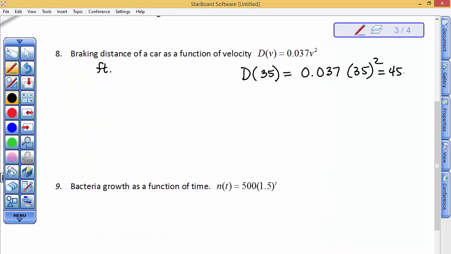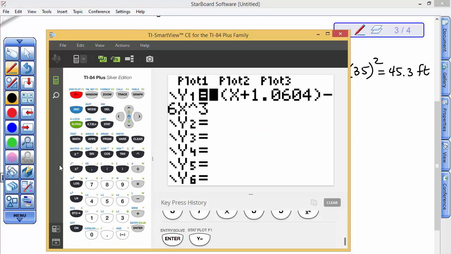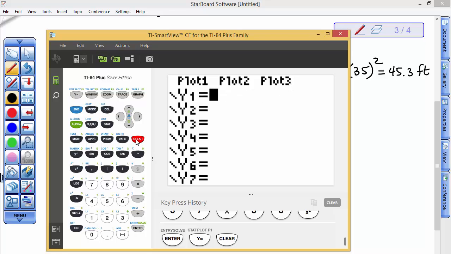Well, what if I wanted to evaluate this function quite a few times? So what if I wanted to put it into my y equals editor? So I hit y equals, I'm going to hit clear. Be sure you're practicing with me. You really should use your calculator and learn to use it. So 0.037 and the variable x squared. I know it was supposed to be velocity squared, but I'm choosing my values for velocity, like 35 miles per hour. So I have to use the letter x.